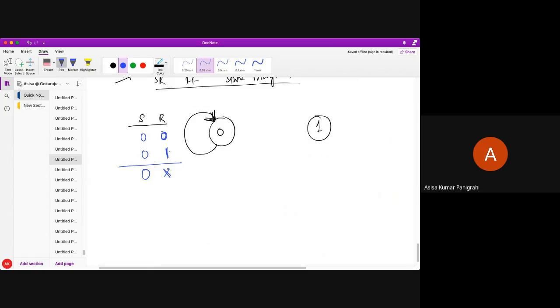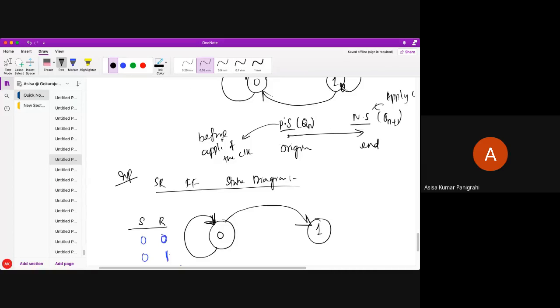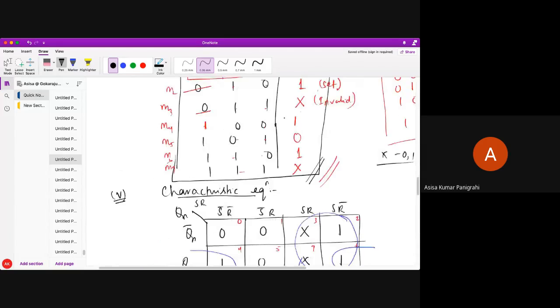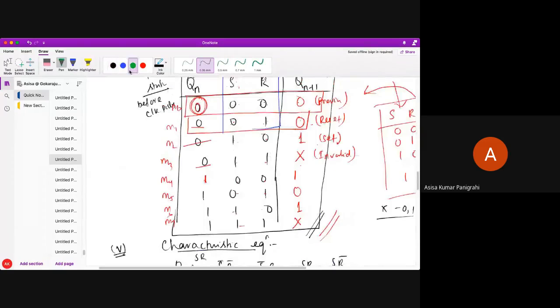So I have made it to 0, don't care. Okay. Now let's say my state transition is from 0 to 1. Tell me, in the characteristic table, where is the state transition 0 to 1? Can I say this one? 0 to 1 state transition? Yes. Okay. Any other place with a 0 to 1 state transition? No. Only for S and R value 1 0, we have a 0 to 1 state transition.